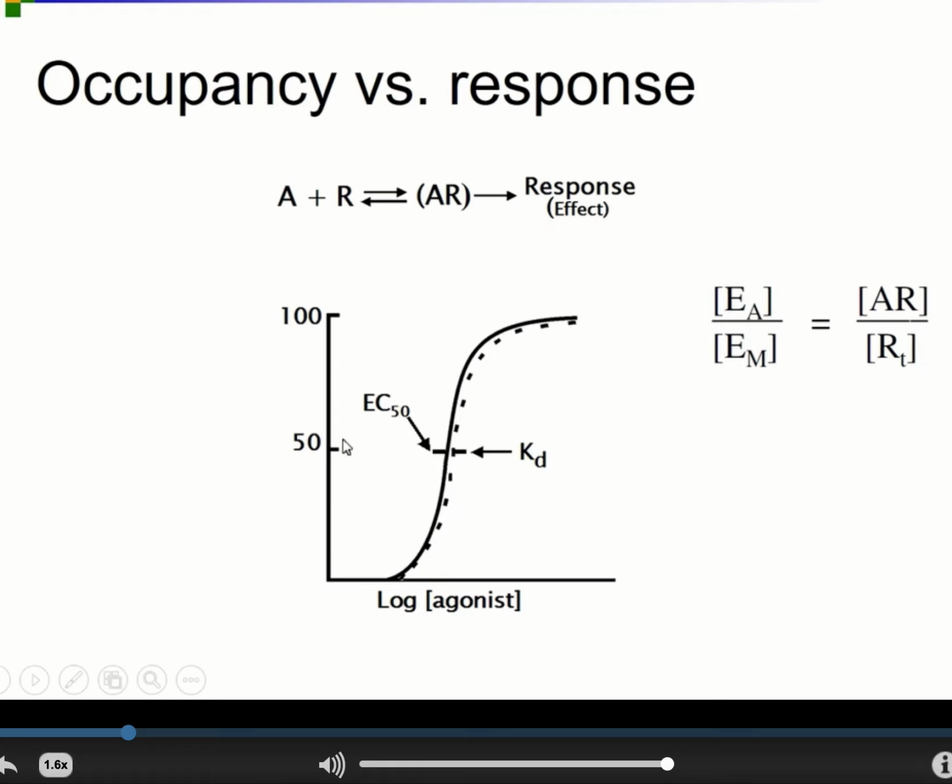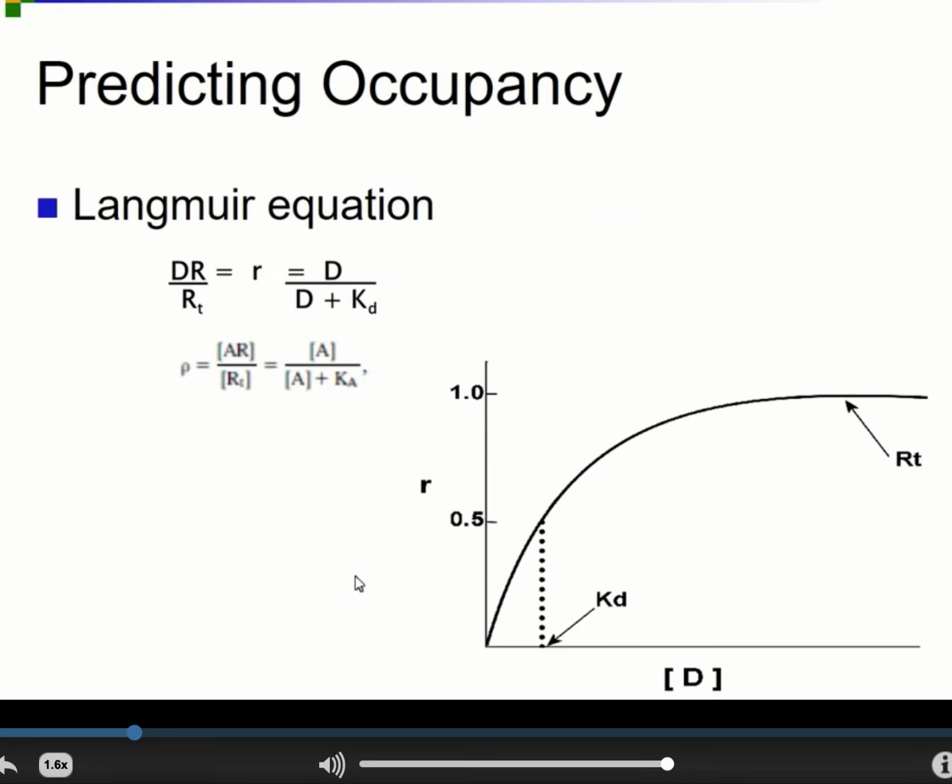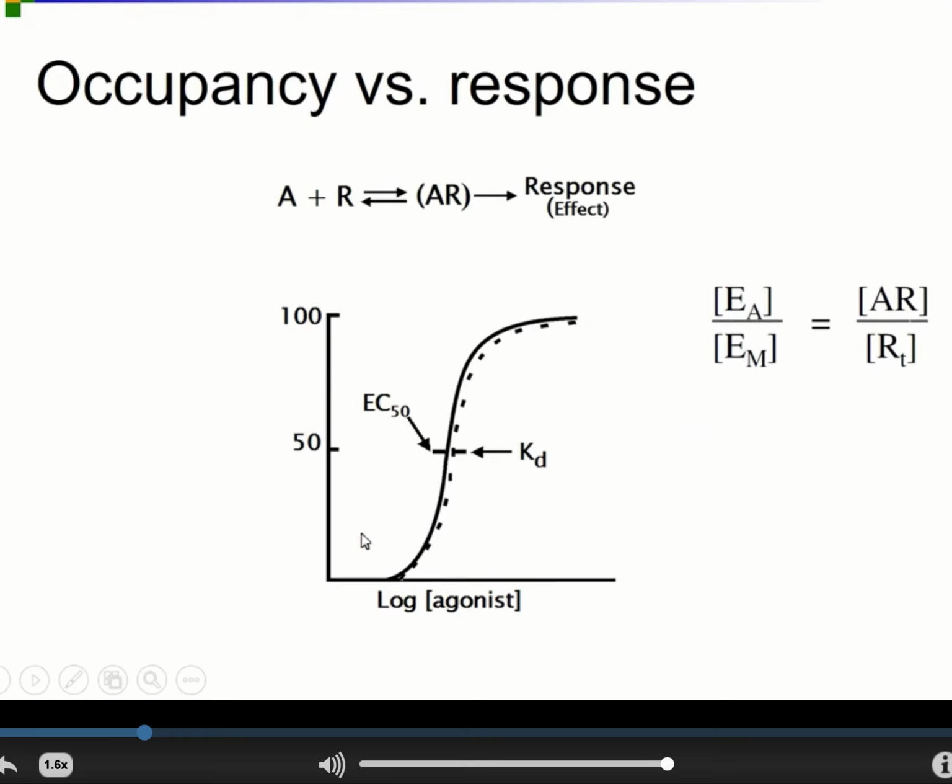In our graph here, again, this is actually the Langmuir equation. And so, yes, it looks very different than this equation, but the difference is the scale on the x-axis. Here we have a linear scale, and here we have a log scale. A lot of times, we will graph the Langmuir equation on a log scale so that we get this sigmoid curve, this S-shaped curve.